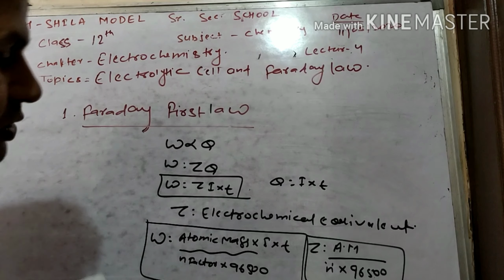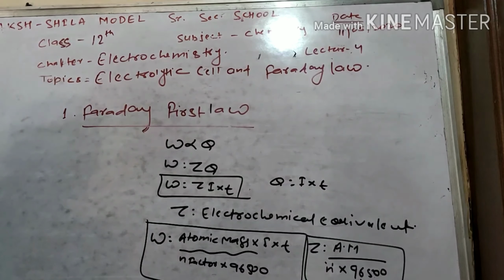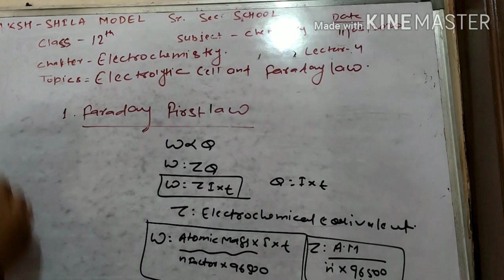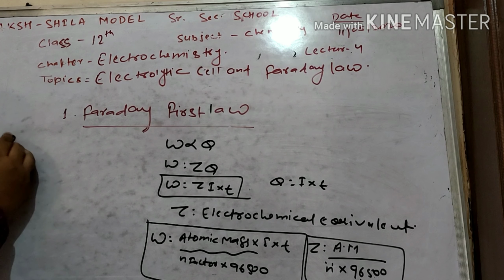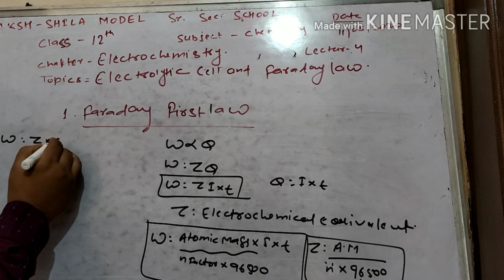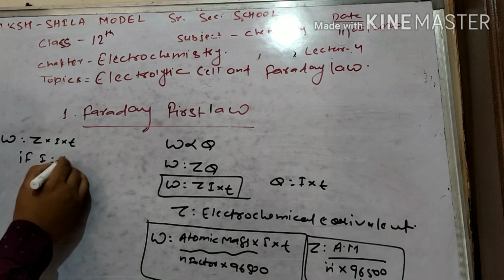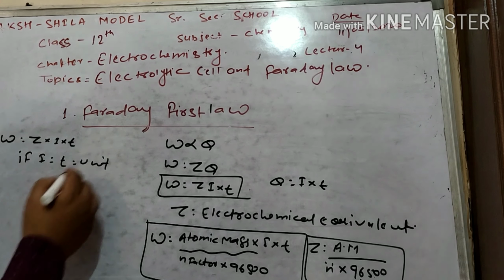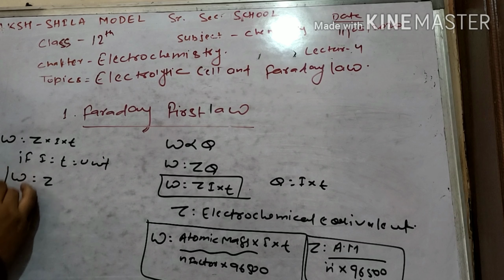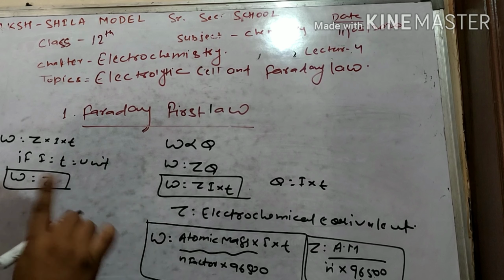So this is known as Faraday. 1 Faraday is the value of 96500 coulomb, and Z can be defined as: generally W is equal to Z I into T. If I equal to T equal to unity, suppose 1 ampere of current is flowing for 1 second, then W is equal to Z. So Z is equal to the amount of substance deposited or liberated when 1 ampere of current is flowing for 1 second.